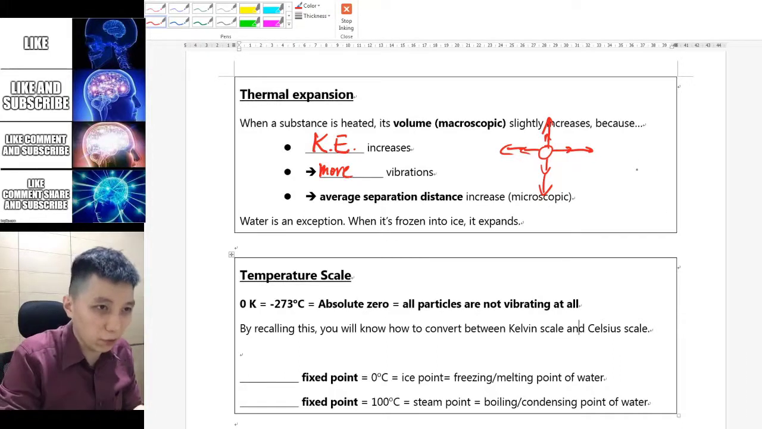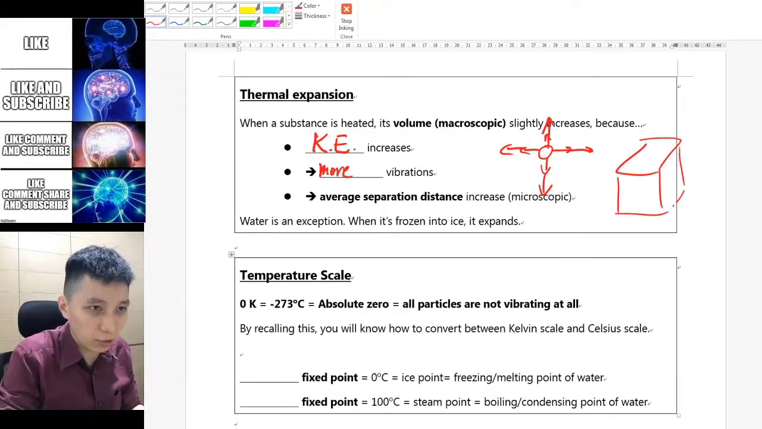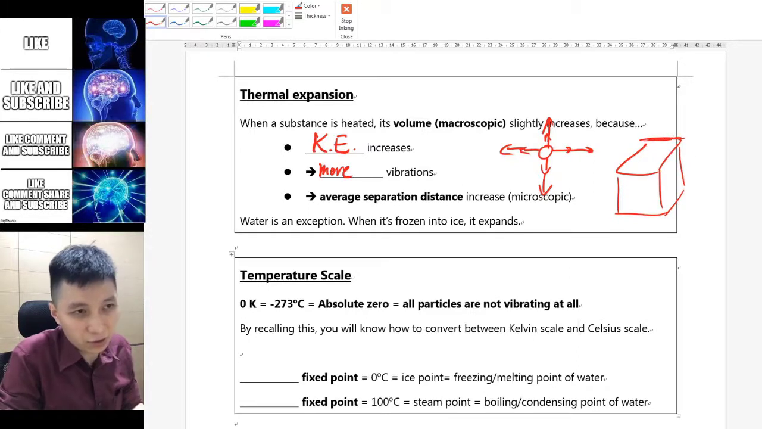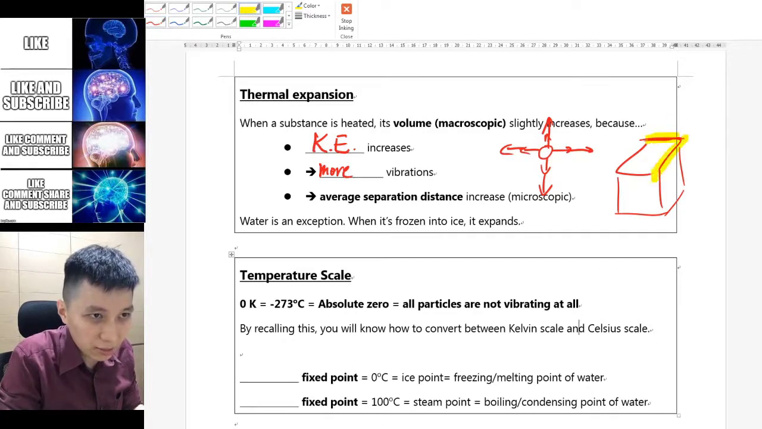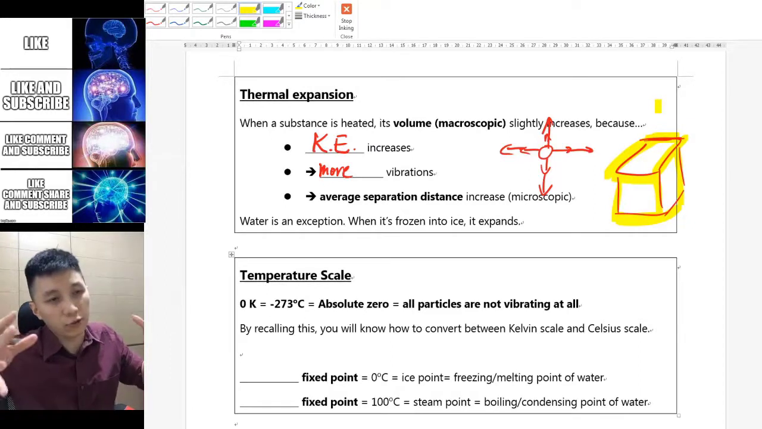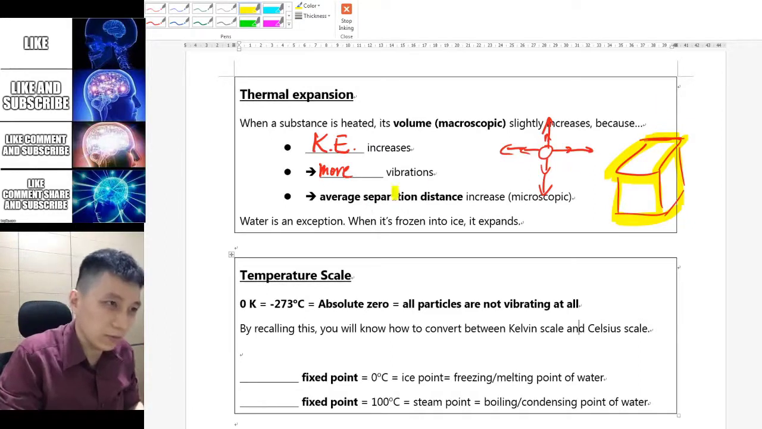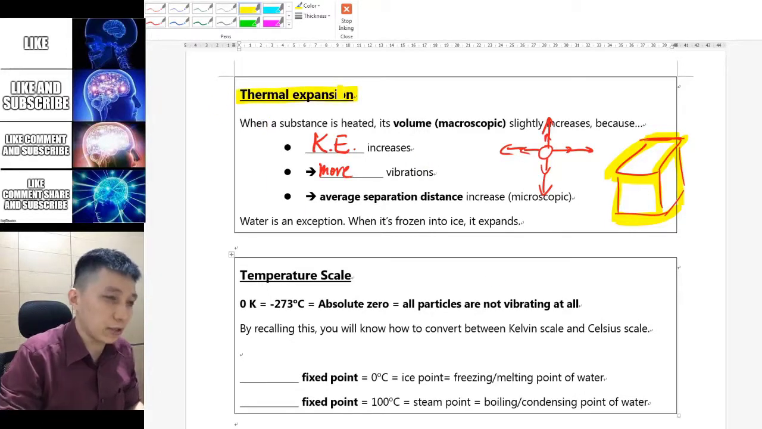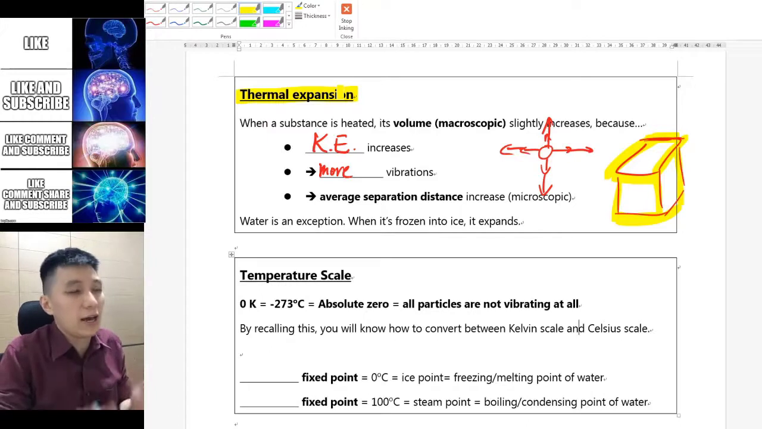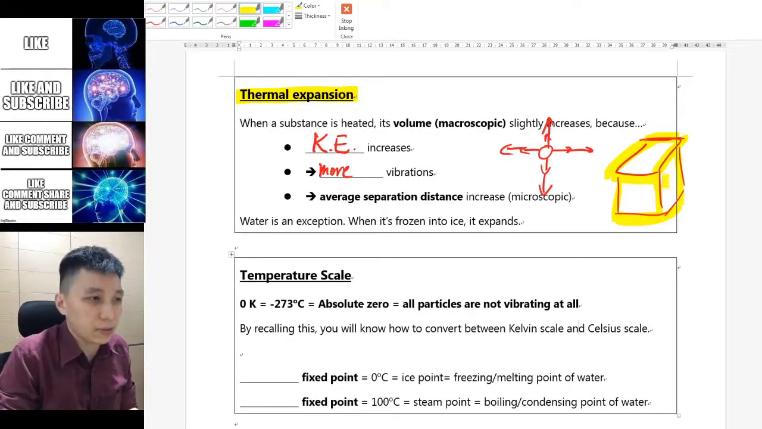And eventually if you look at, let's say a cube for example, at the very edge of each side, if they all take up just a tiny bit extra space, then apparently the whole thing will take up more space. So that is why we have a phenomenon called thermal expansion, and it's almost happening for all different substances. There is an exception that is very famous, and that is water.